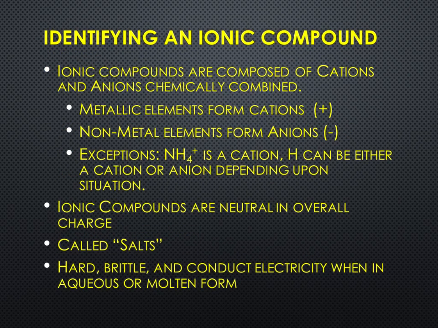Ionic compounds are composed of cations and anions chemically combined. Remember, the metallic elements form the cations, the nonmetallic elements form the anions. There's a couple of exceptions. Ammonium ion is a cation, and hydrogen can either be a cation or an anion depending on the situation. When hydrogen is bonding to a metal atom, it's generally considered to be an anion.